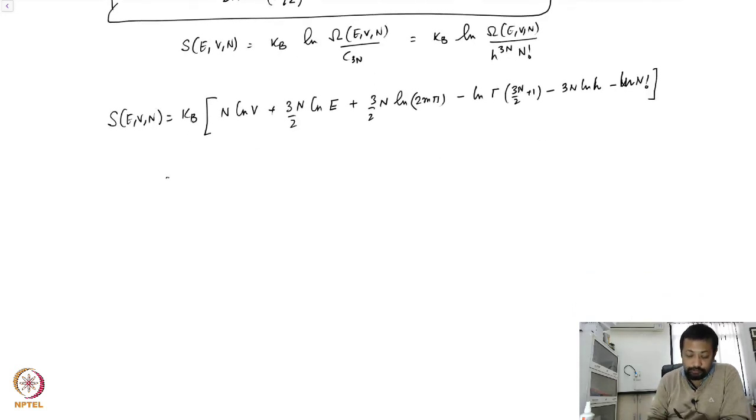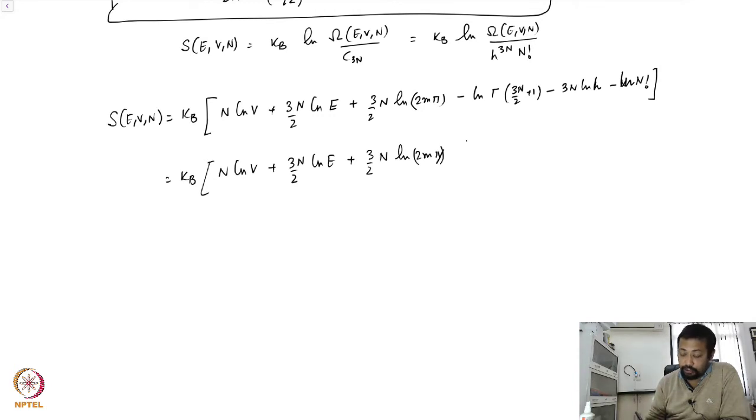We will next use Stirling's approximation to write down the gamma function and the factorial function in the following way. Since N is large enough, Γ(3N/2 + 1) is going to be (3N/2) factorial. Therefore you have ln of (3N/2) factorial, which is 3N/2 ln(3N/2) minus 3N/2, minus 3N ln h, minus N ln N plus N.